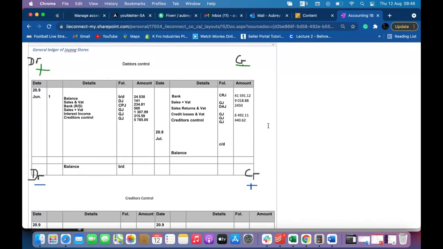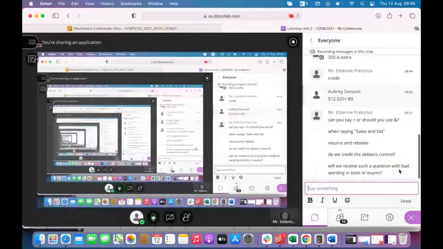Are there any questions? Will we reach such a question with bad wording in tests? Unfortunately, guys, sometimes these things happen. I've seen it happen in the exam, in the test, and it's so frustrating. I'm sure they try to avoid that happening, but it does happen.